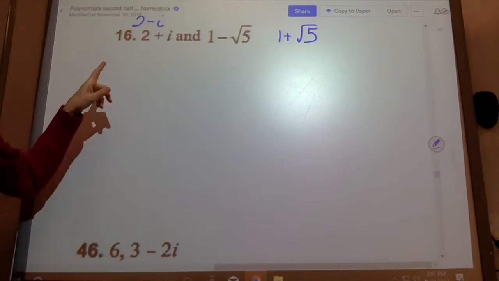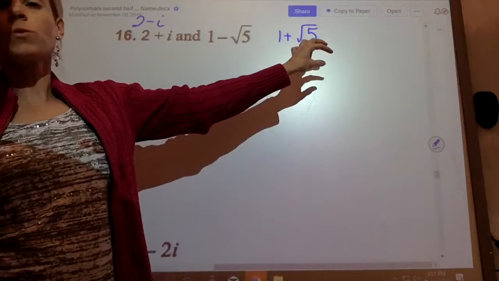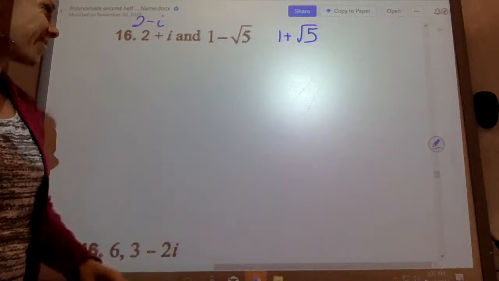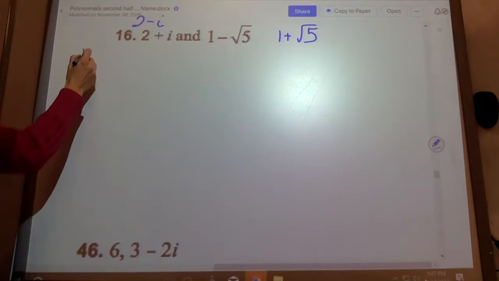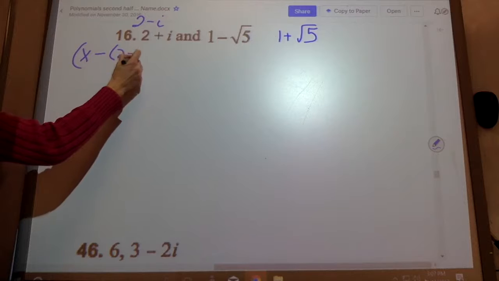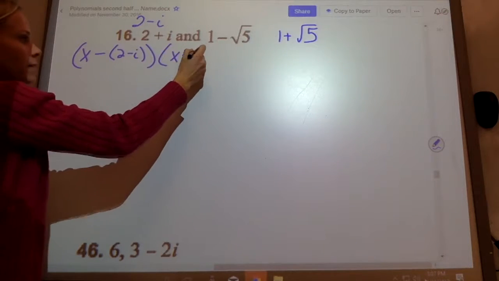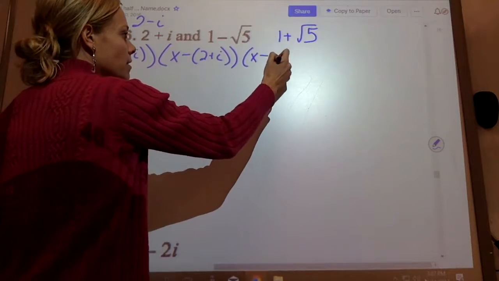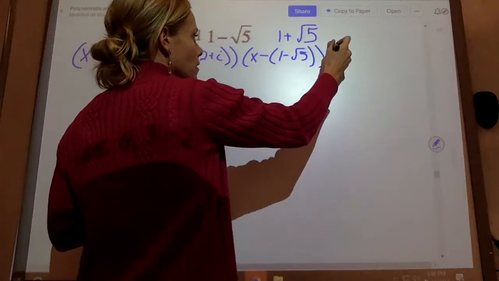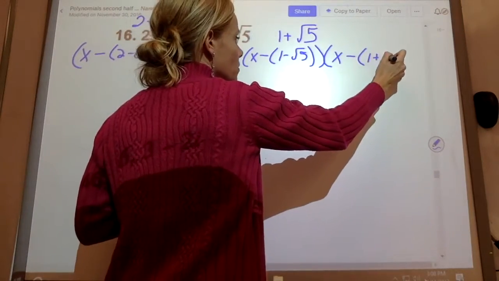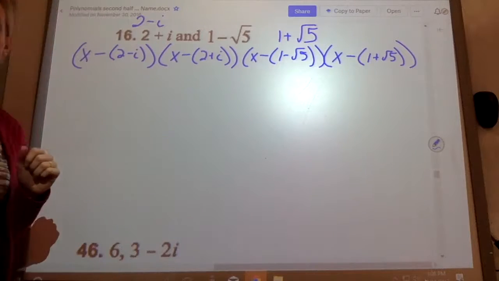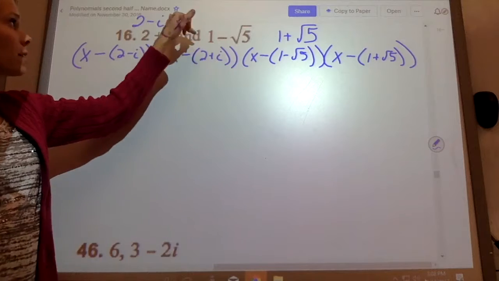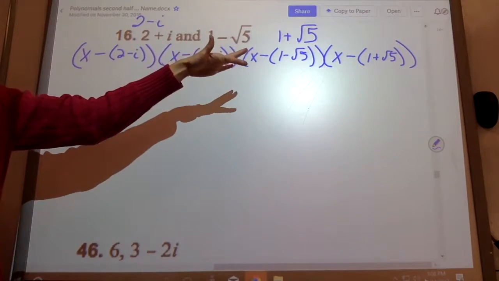Okay. Now, first step I said is when you set up your factors, we're going to always use what operation? Subtraction. Right, subtraction. Okay. So x minus 2 minus i, x minus 2 plus i, x minus 1 minus root 5, x minus 1 plus root 5. Okay? And this is why I said always use subtraction, because when you have kind of crazy looking roots like this, it gets a little bit confusing to do the opposite.